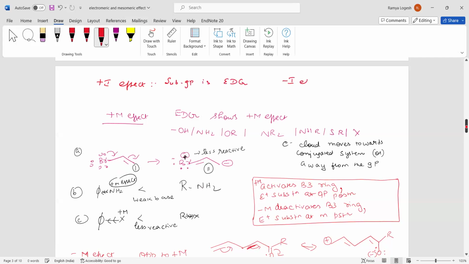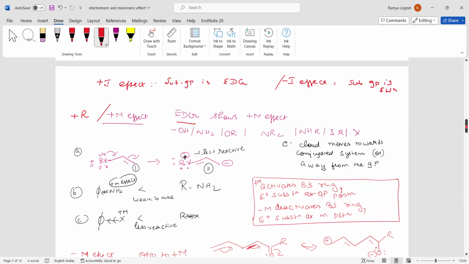When I say it is minus I effect, what do we understand? The substituent group is an electron withdrawing group. This we know already, isn't it? Then what relevance does it have with this plus M effect or the plus R effect? What does it mean? Whenever this group is an electron donating group, and it is also involved in resonance, then we call such an effect plus M effect or plus R effect.